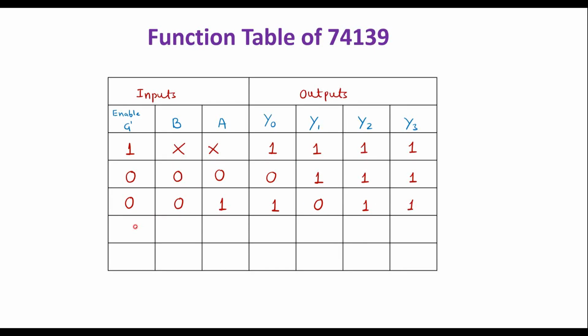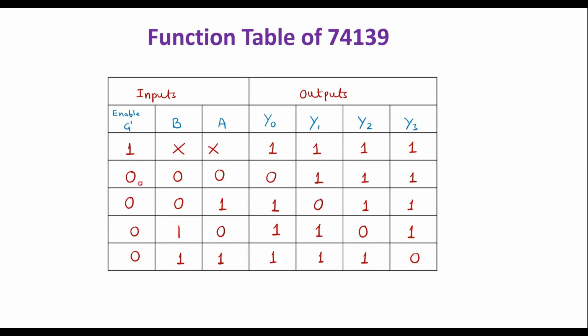Like this. Similarly, this will be 0 when B is 1 and A is 0, which is Y2 line is 0, rest all are 1. Similarly, when it is 1 and 1, Y3 line is 0, rest all are 1. So this is the function table of the 2 to 4 74139 decoder.